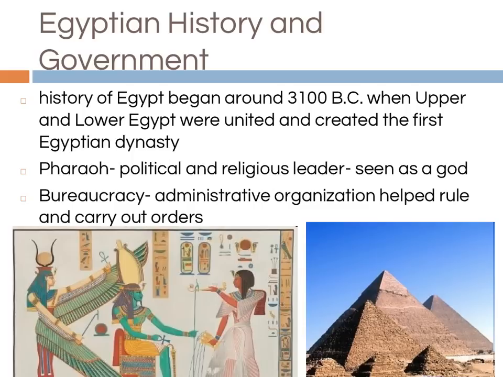So for example, say the pharaoh decrees or makes a new law and issues a new tax on people. The pharaoh is not going to go around to everybody's house and collect that tax. He's the leader. He has lots of other things to do. The bureaucracy, or the people who work in the government, are going to be responsible for figuring out how much do people owe, collecting that money, that sort of thing. So they're the people that actually kind of do the work of the government. That is the bureaucracy.